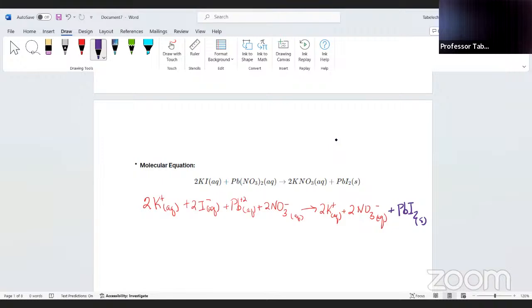Rayon, this is General Chemistry 1. We're talking about net ionic equations.